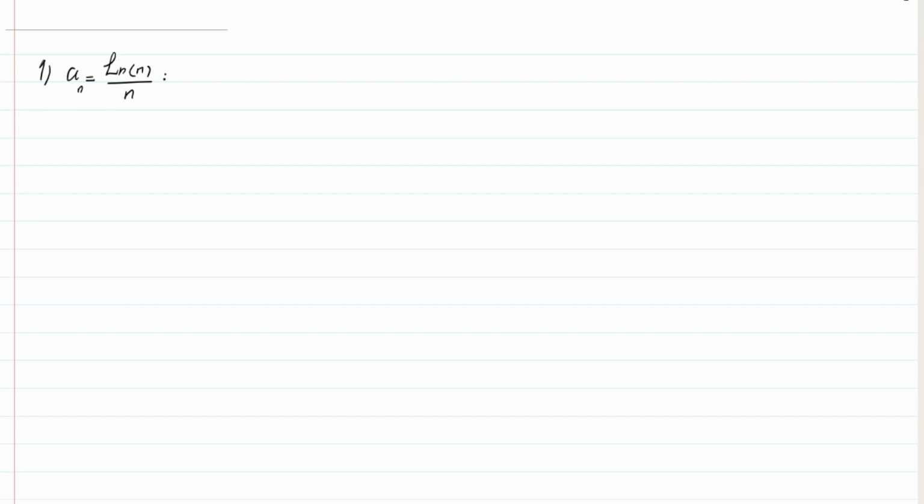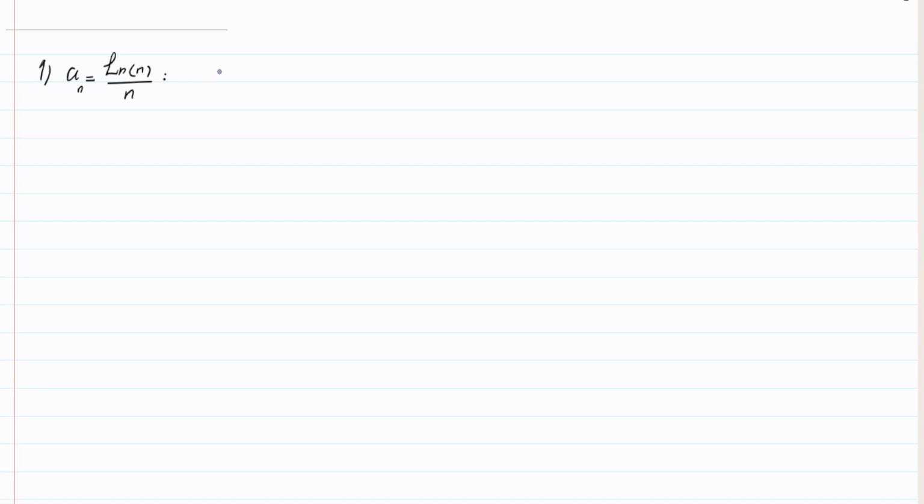Today, we are gonna learn how to calculate some frequently arising limits. It's a good idea to memorize these limits because they will help us in future videos when we start learning about infinite series. Okay, let's say that we have this sequence which is defined by a sub n is equal to natural log of n over n.